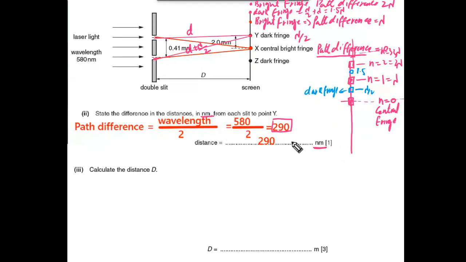Okay, let's go to the next one now. So this is how we can answer this question. This is for dark fringes and so on. And for bright fringes it will be 0, 1, 2, 3. That's all. Excellent. So this is how you can find it.